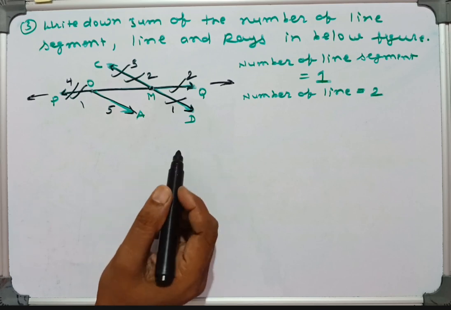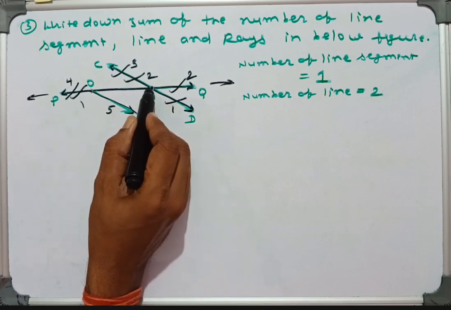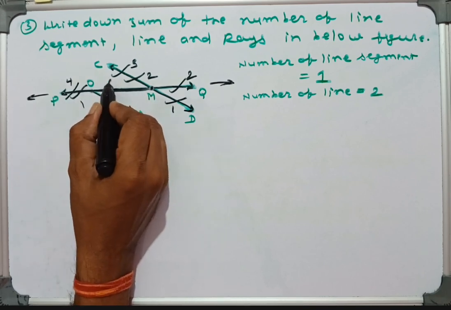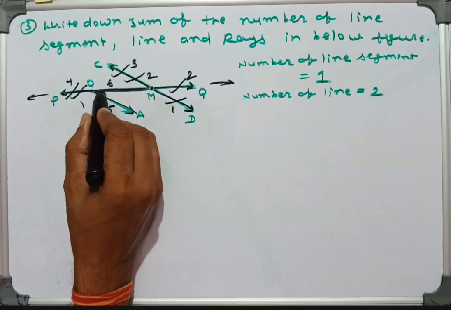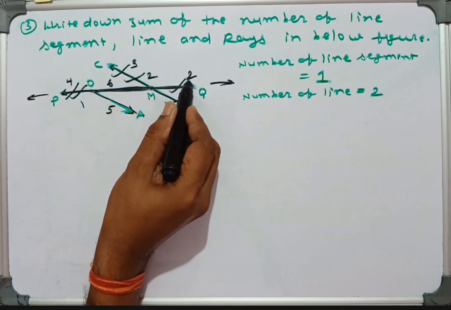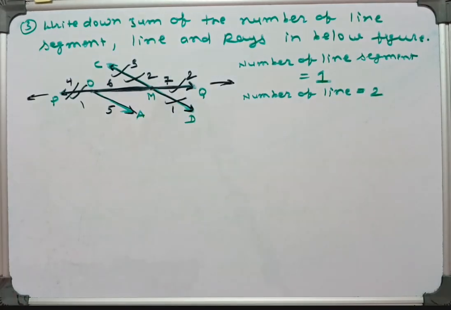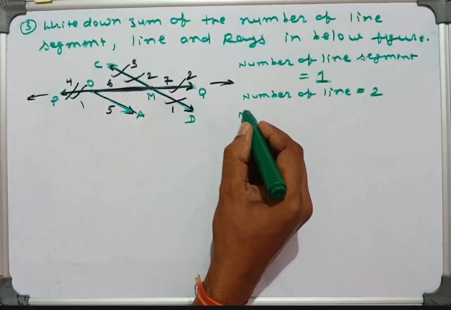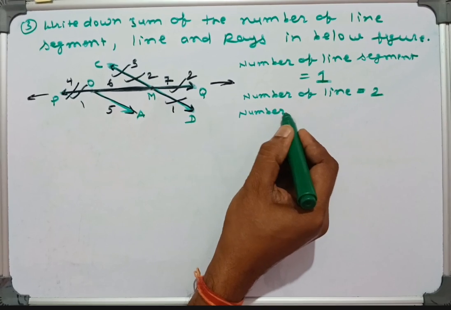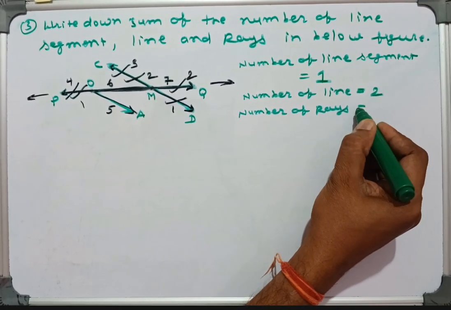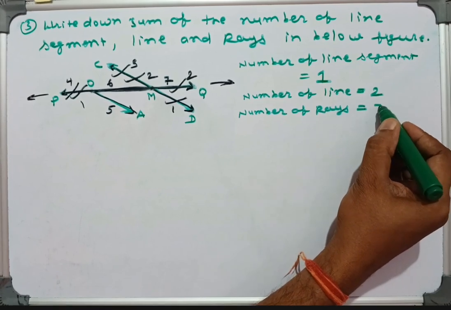Now see, we have left here a ray MP, which is the sixth one, and OQ is also a ray, this one is the seventh one. Now the number of rays is equal to 7 here.